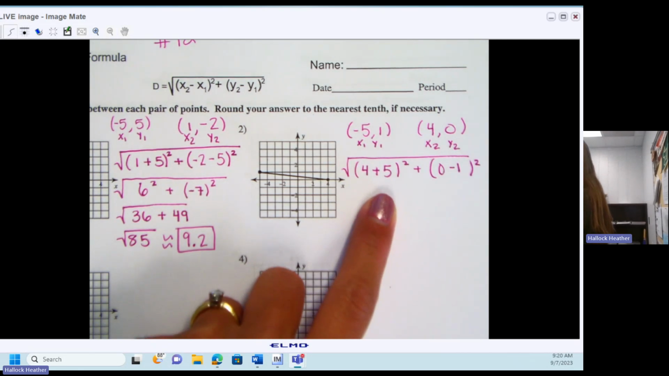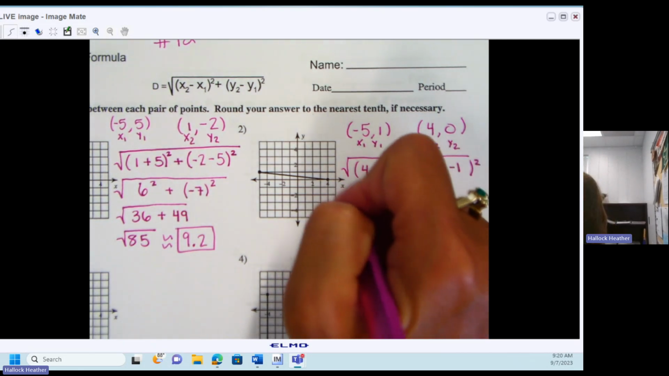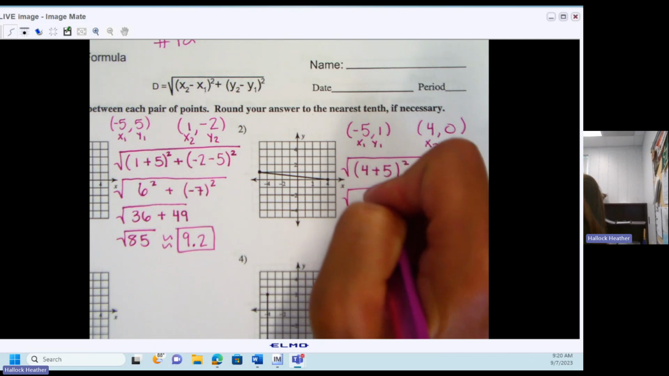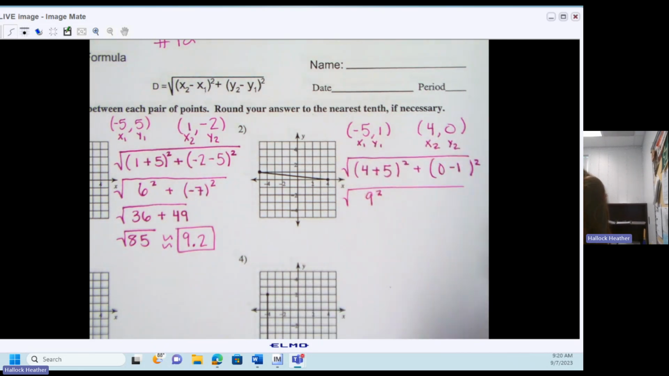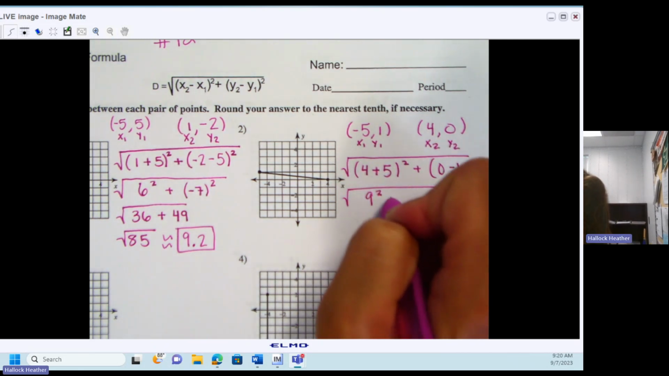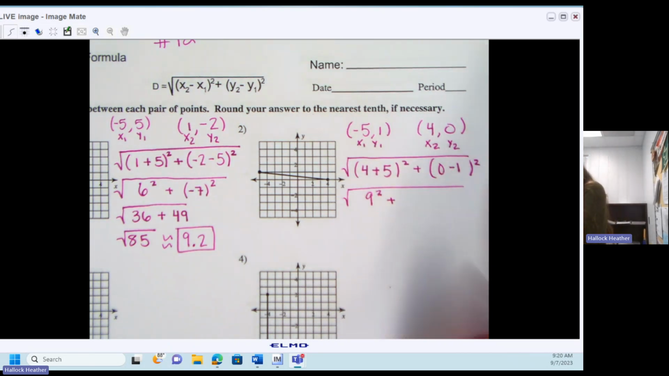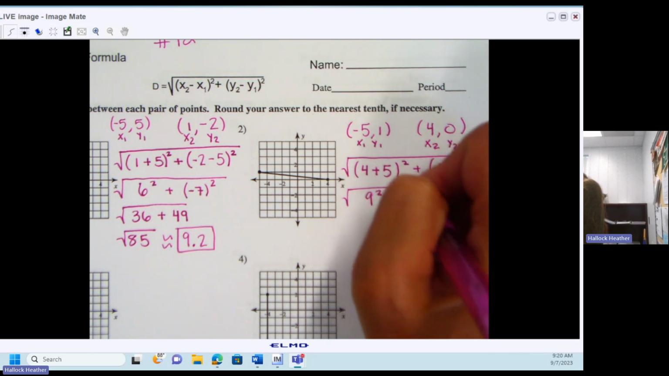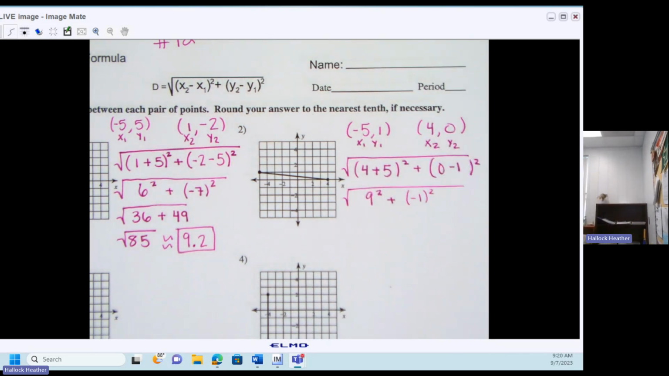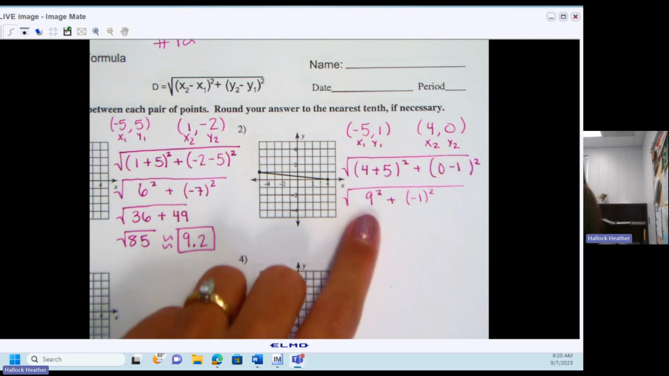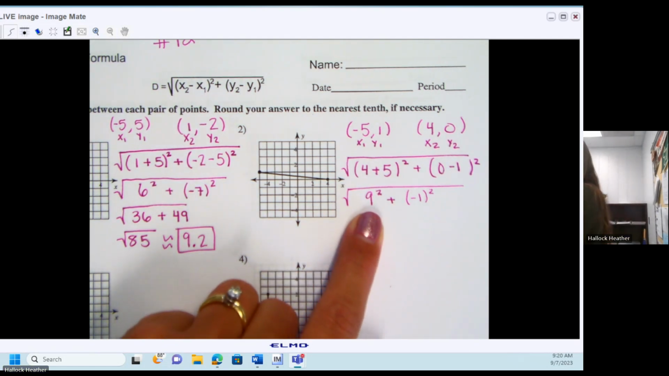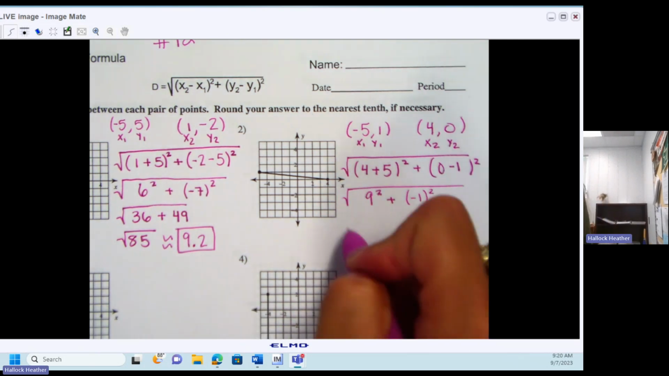So if I start simplifying, 4 plus 5 is 9. So I have 9 to the power 2. I'll bring down my plus sign because it's always a plus sign. And then I have 0 minus 1, which is negative 1. Now I'm going to square them. I'm not multiplying by 2. I'm multiplying it by itself. So 9 times 9 is 81.